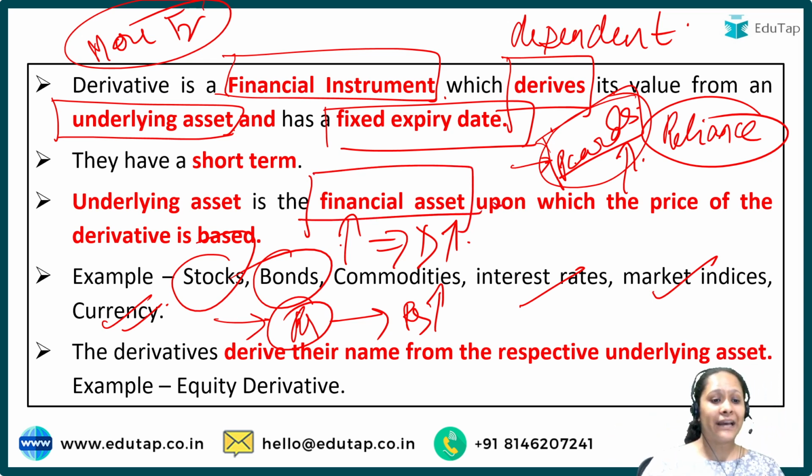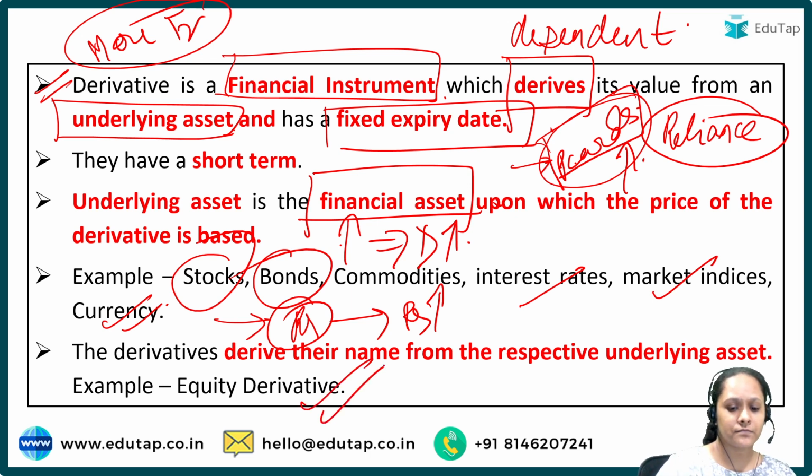Now keep in mind that different underlyings are possible. So these derivatives derive their name from the type of underlying asset being used. Now let's say it is equity, meaning a stock is the underlying or a market index is the underlying, then in all those cases those derivatives are known as equity derivatives. I hope you understood what derivatives are.